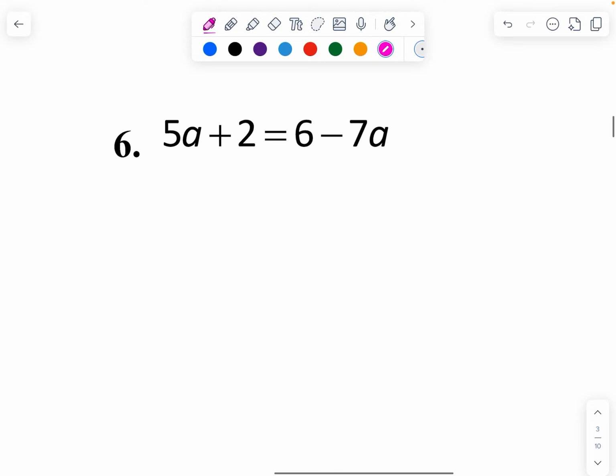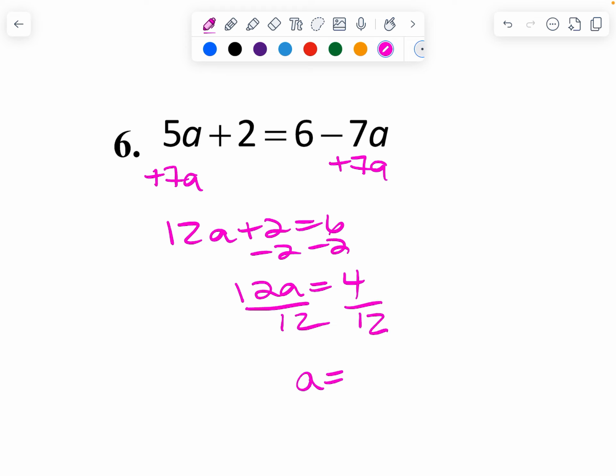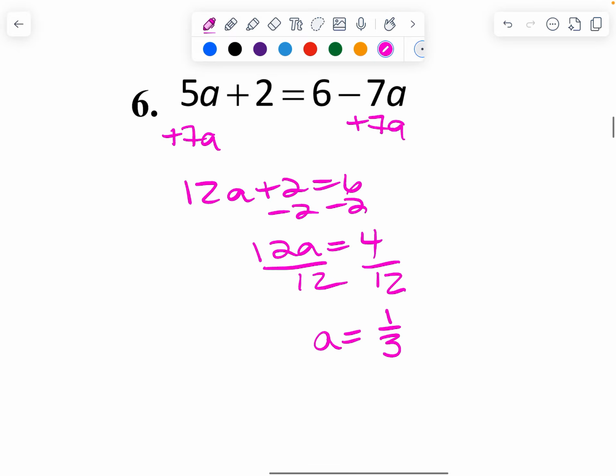So this one, I'm going to add 7a to the other side. 12a plus 2 equals 6. Subtract 2 on both sides, get 12a equals 4. Divide by 12. Now here, be careful. The bigger number is on the bottom, so we're simplifying the fraction to get 1/3. Okay.